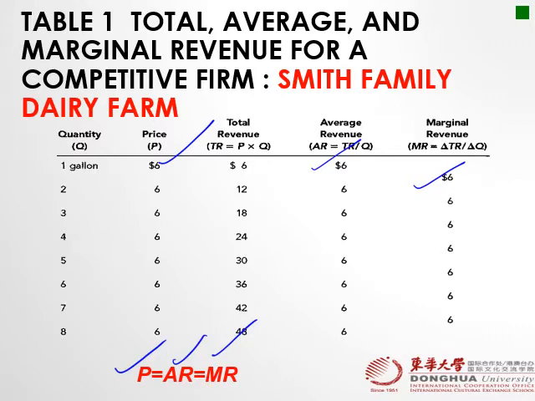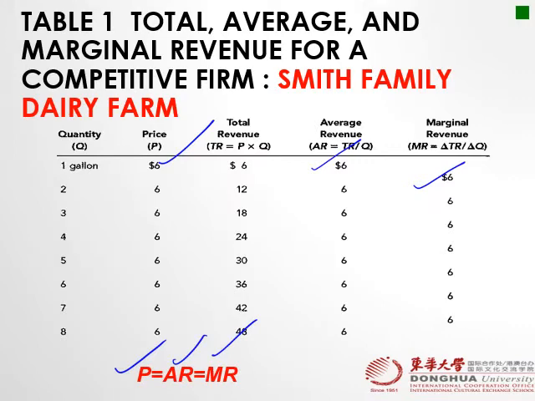But how did we calculate the marginal revenue here? The marginal revenue formula is change in total revenue divided by change in quantity, right? So where did this 6 come from? This 6 came from here. How? What is the change in revenue? Change in revenue is 18 minus 12, divided by the change in total quantity, which is 3 minus 2. The answer is 6, right?